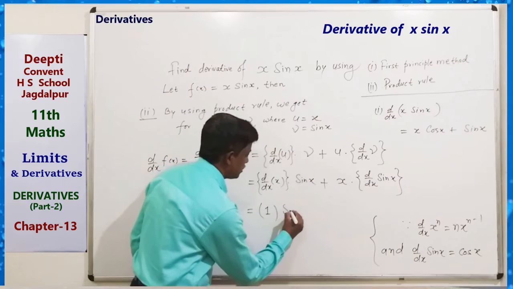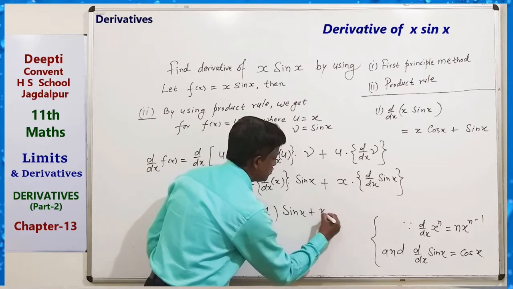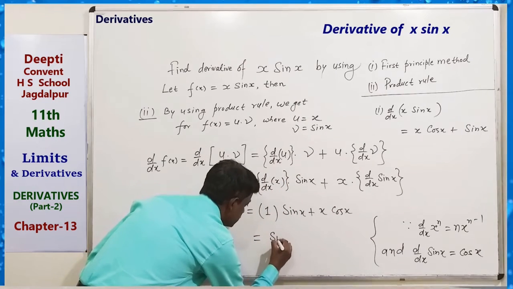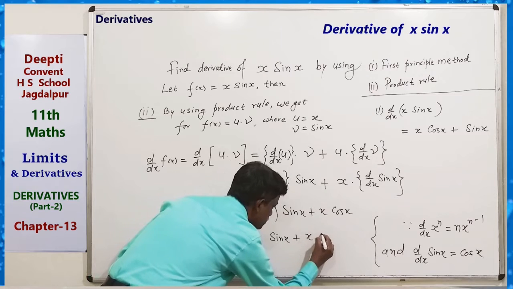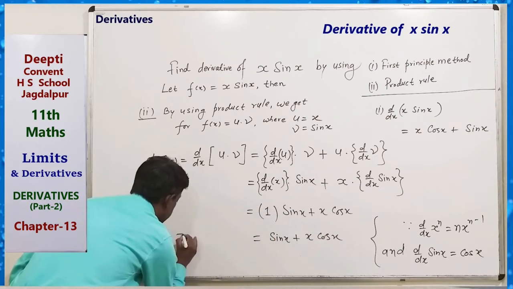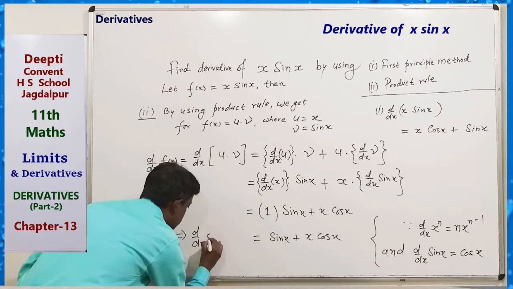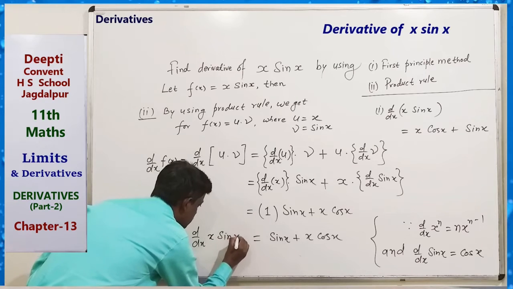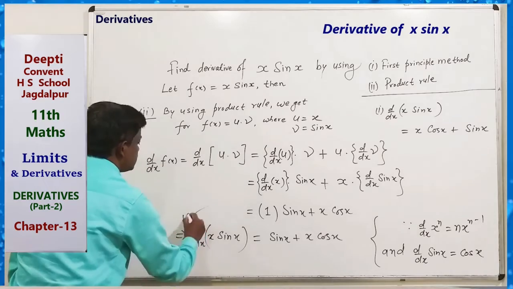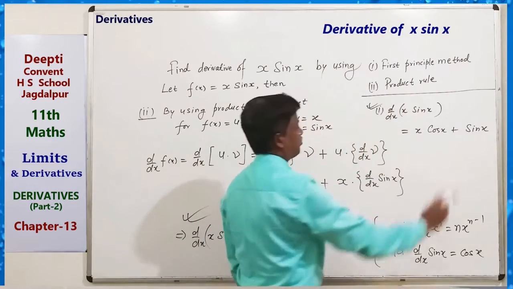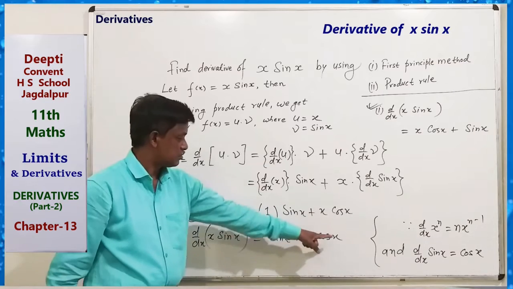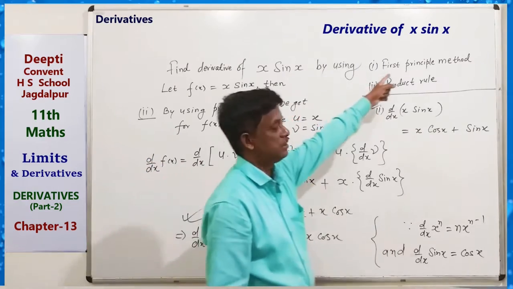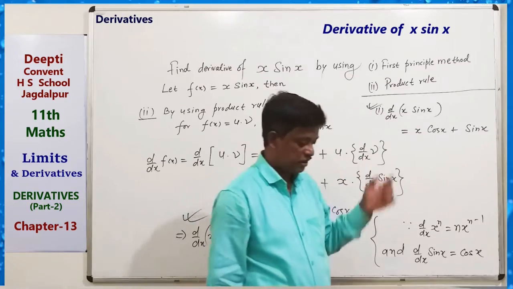And sin x plus x into the derivative of sin x, which is cos x. So we get sin x plus x cos x for d/dx of x sin x. So this is the same as x cos x plus sin x, same. This is the short method, the product rule, versus the first principle method. So the derivative can be found in this way also.